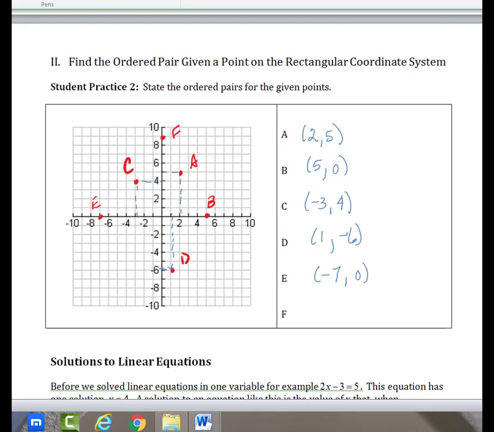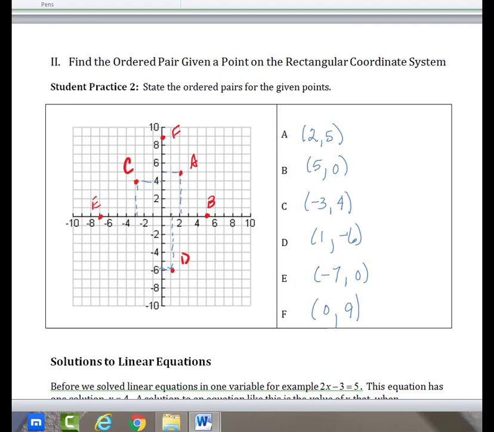And then the last ordered pair, the last point is F, and we're on the y-axis. So anytime you're on the y-axis, your x-coordinate is 0. You didn't go left or right, but you went up 9. So this is how you plot points, and how, given a point, you can name the ordered pair that belongs to it.